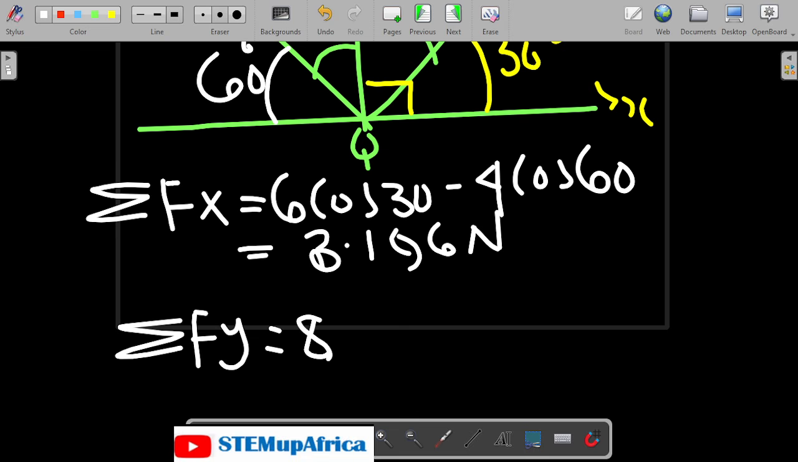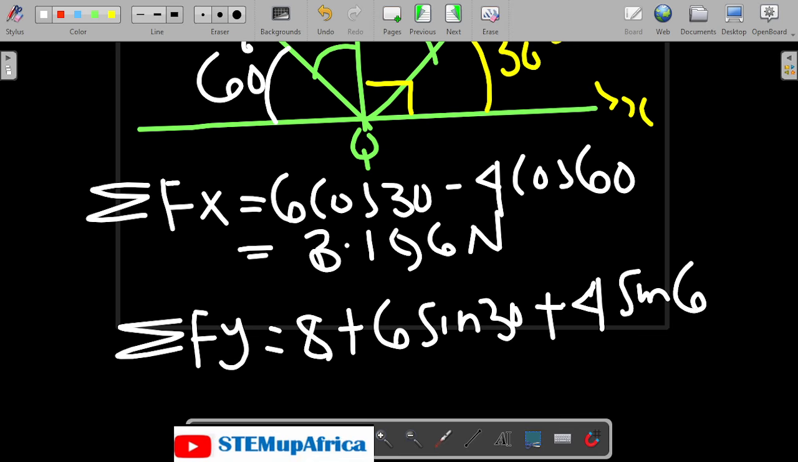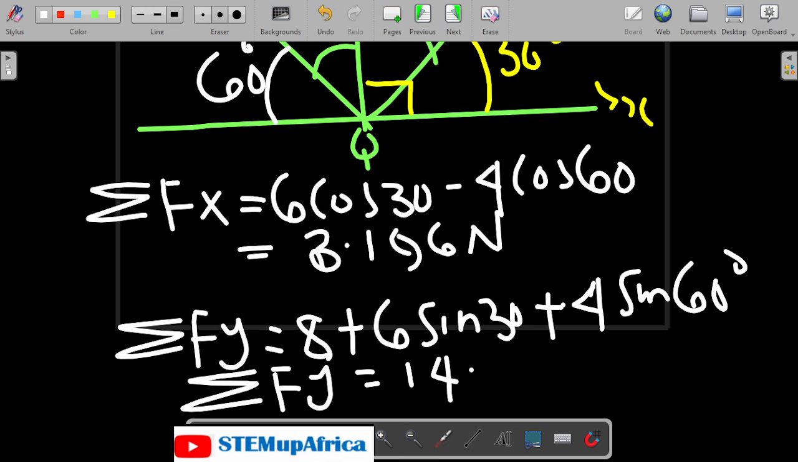I also resolve for the y-axis, which is summation F of y. I'm having 8 plus 6 sine 30 plus 4 sine 60. So summation F of y will give me what? Let me press the calculator directly. That will give us 14.464 Newton. You can do it gradually if you want, or press directly. Do it gradually, because most of them have marks according to the marking scheme. I do mark for WAEC and NECO, so do it gradually. So from here, I can get the resultant force.